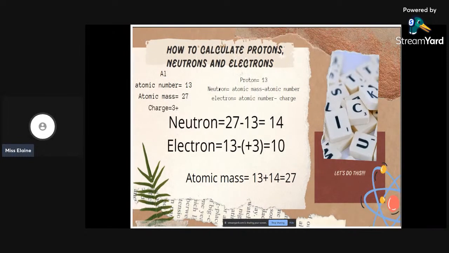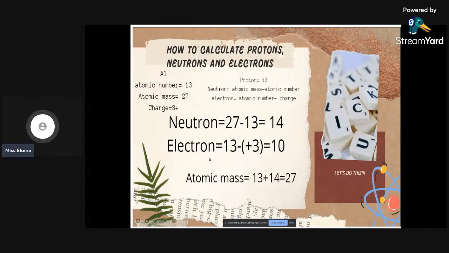Next one, another example. Ito naman may charge, may electrical charge siya. So, aluminum: the atomic number of aluminum is 13, with atomic mass 27. And may charge siya na 3 plus or plus 3. Now the protons, we all know that the atomic number and the protons are the same, so 13. Again, what is the formula of neutron? Atomic mass minus atomic number. So, neutron is 27 minus 13 is equal to 14.